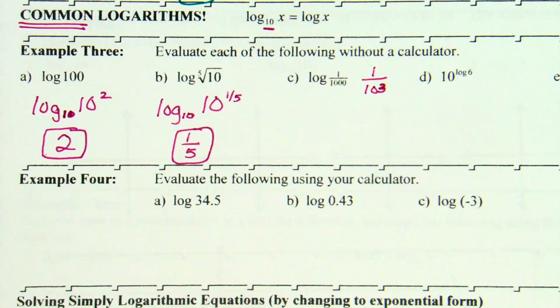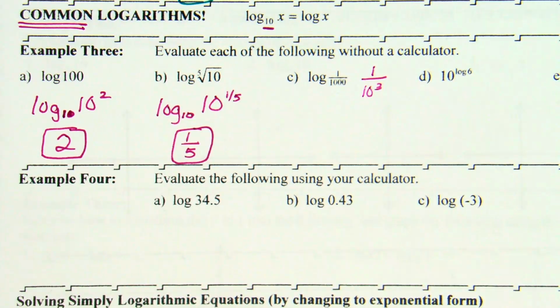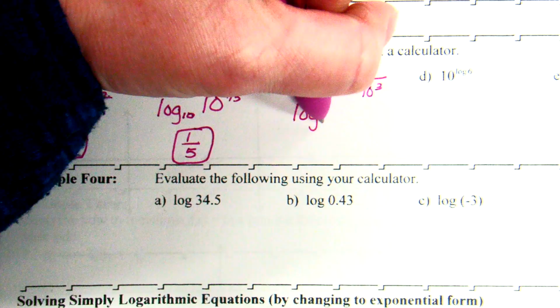What do you know about 1 over 10 to the 3rd? To get that 10 to the 3rd out of the denominator, make it a negative 3 and bring it up. So this is going to be the log base 10 of 10 to the negative 3. What does that mean this equals? Negative 3. My 10s match, so negative 3.